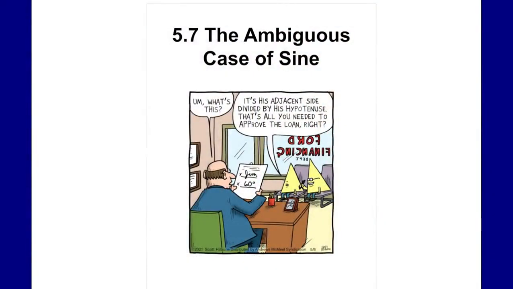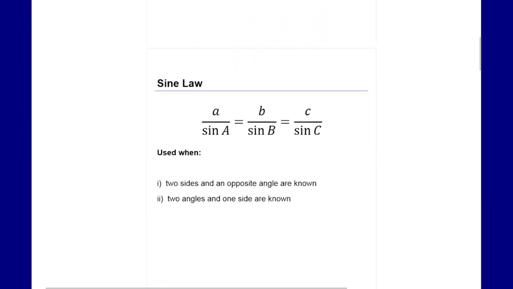In today's lesson, we are going to be looking at the ambiguous case of sine. Ambiguous just basically means we're unsure of what it is. So when we're talking about an ambiguous case for sine, we're talking about a scenario where we could have multiple or two possible solutions.